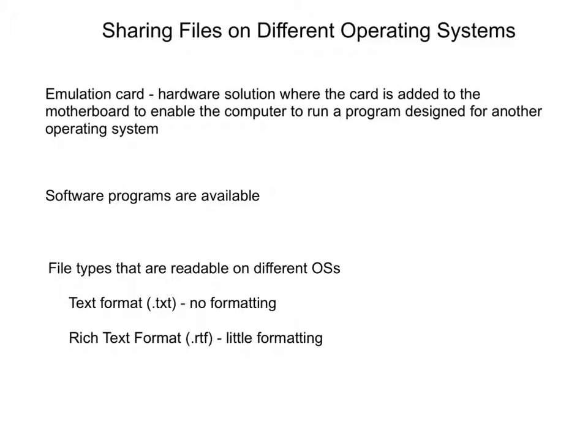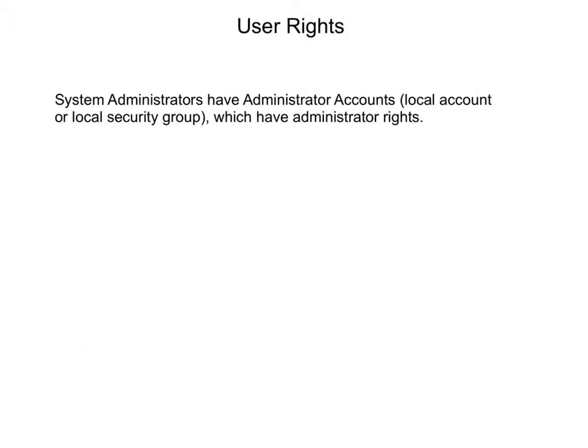Yeah. All right, next topic, user rights. So we all have permissions on our computers, right? System administrators have administrator rights, which means they can pretty much do anything. All right? And those rights are local accounts or they're local security groups. What I want you to do is look up and tell me what kind of things can administrators do with their administrator rights. Yeah? Change passwords and stuff. Change passwords, yep.